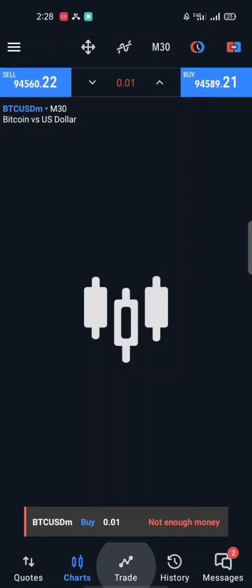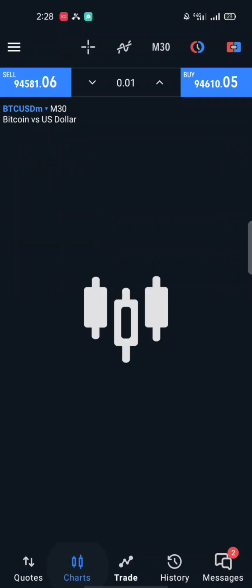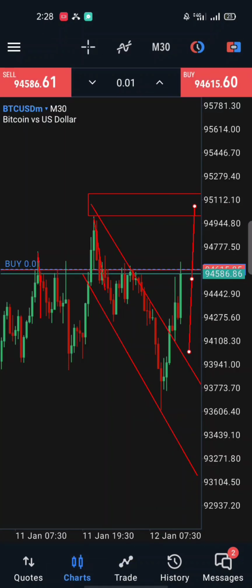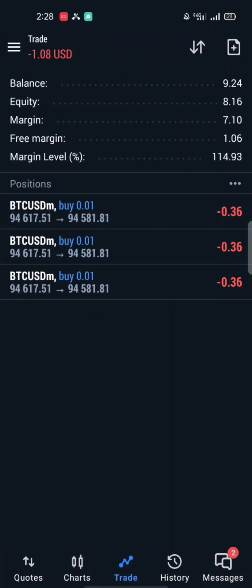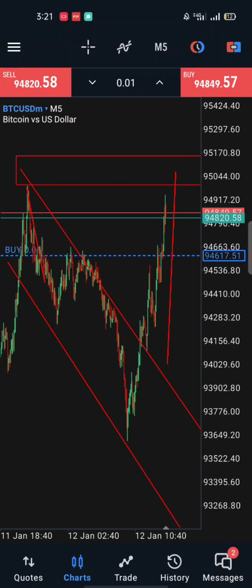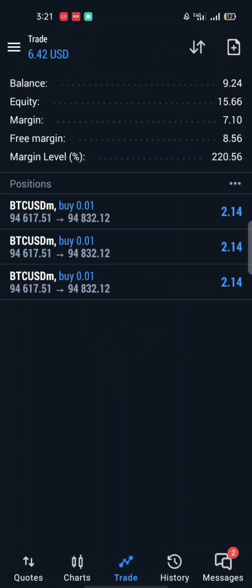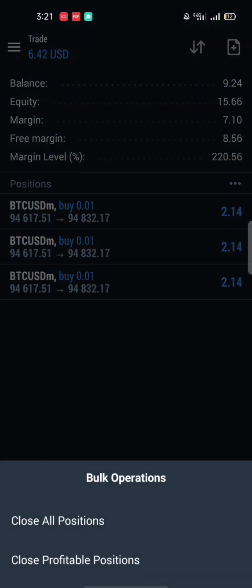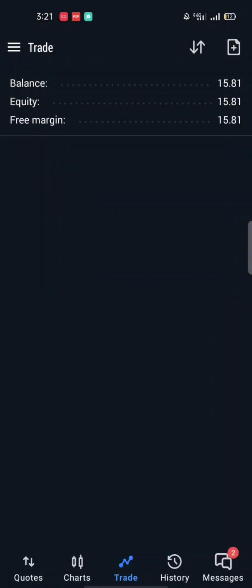Let's watch and see what BTCUSD has for us just now. So guys, at this very point, the trade has reached our TP, and I'm closing out trades in profits, closing up positions at this very point. And from $9, we're currently up $15.81.